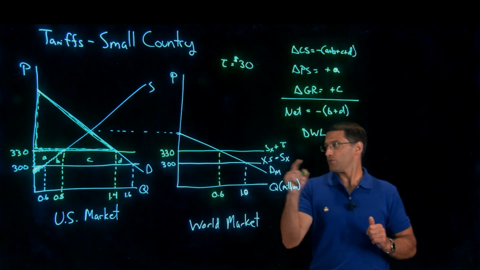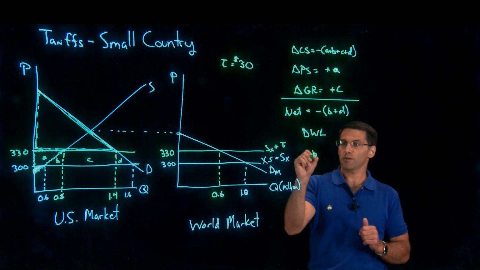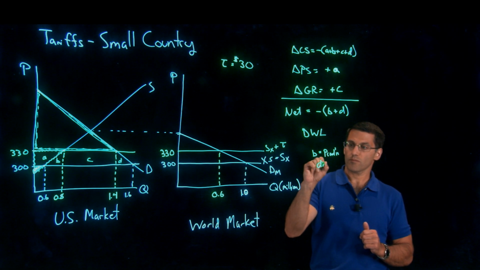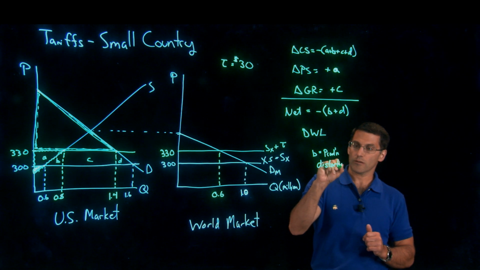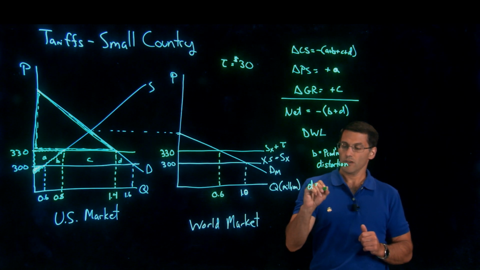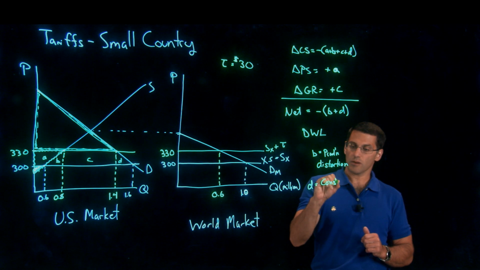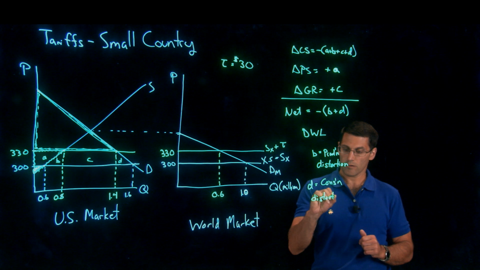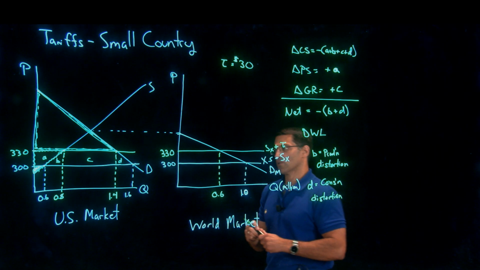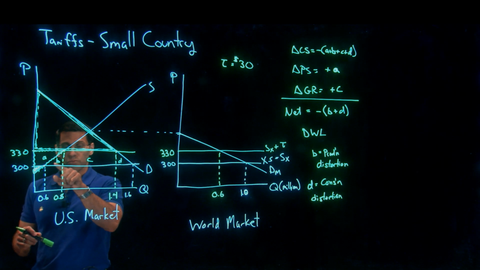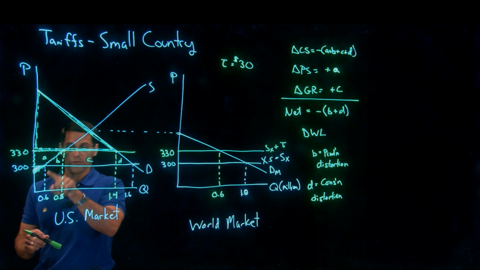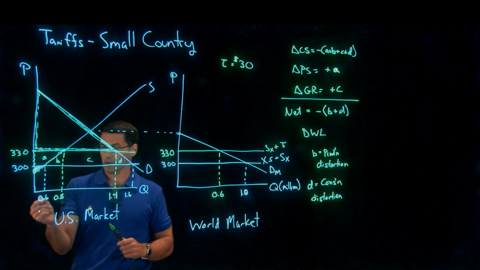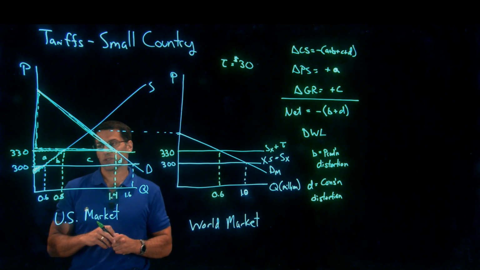We refer to area B as the production distortion. And D, we call our consumption distortion. Why do we use those two terms? Well, if you take a look at B, B comes about from the fact that with the higher price with the tariff, domestic producers are ramping up production. They're going from 600,000 to 800,000 bicycles.